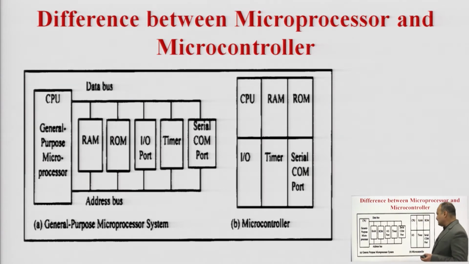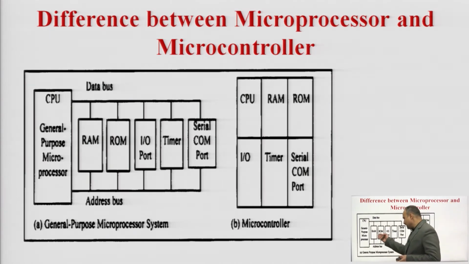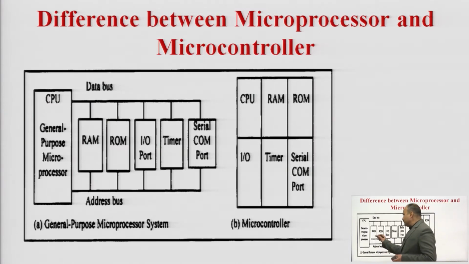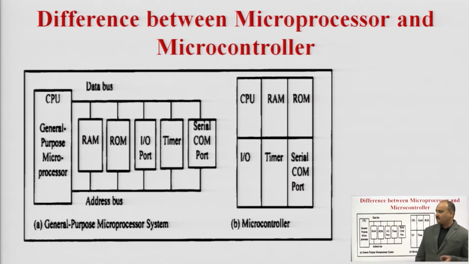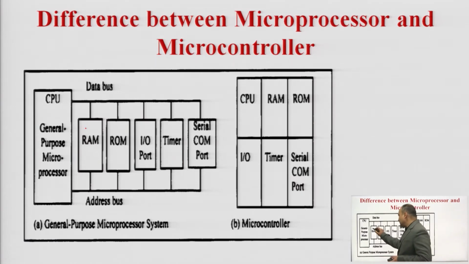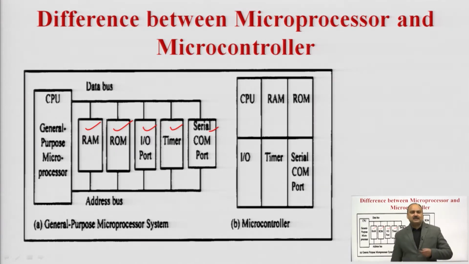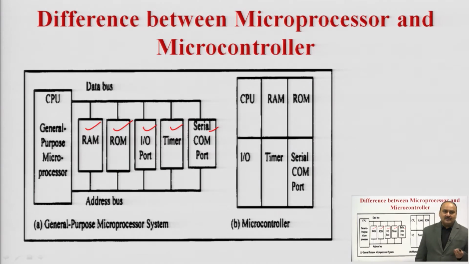Let us see the block diagram of a general purpose microprocessor system. If you want to design a microprocessor based system, we need to connect the random access memory, read only memory, input output ports, timer, and serial communication port, all as peripheral devices externally to the microprocessor. Naturally, when devices are connected externally, the complexity of the circuit increases and the cost also increases.